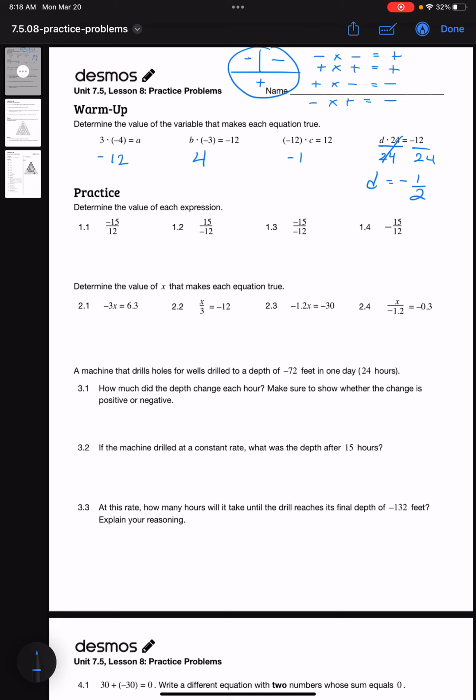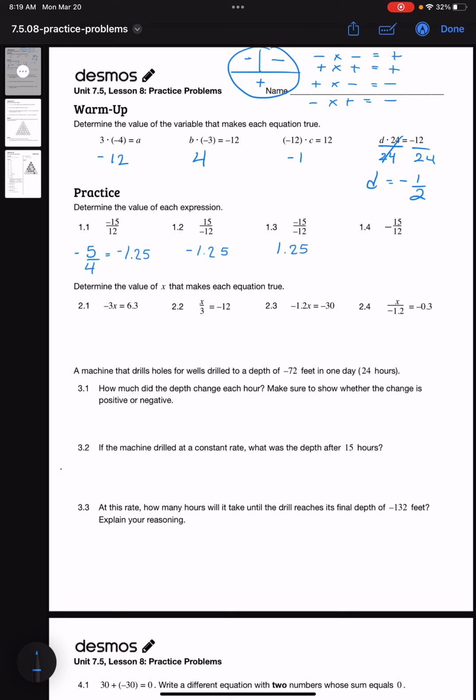The next one, determine the values of each expression. So negative 15 and negative 12, I would divide them both by 3, which would give me 5/4, which would give me negative 1.25. So if it was switched around, the same thing. Positive divided by a negative is negative 1.25. A negative divided by a negative would be a positive 1.25.